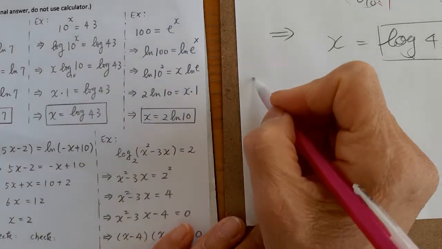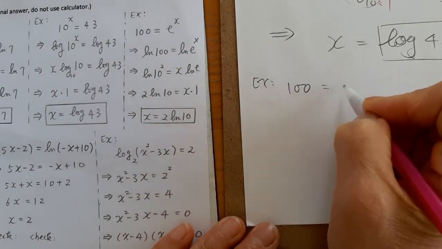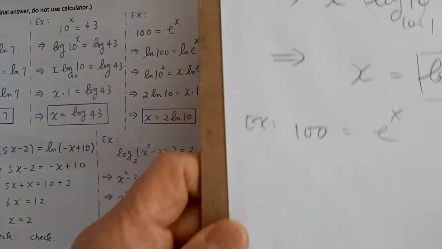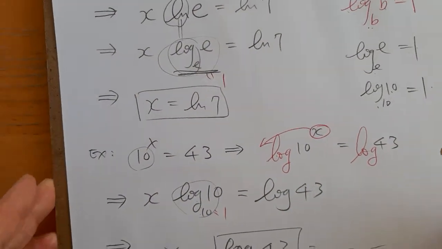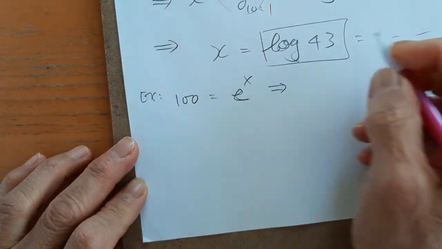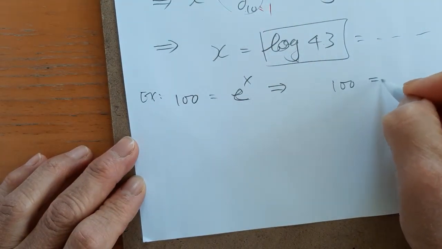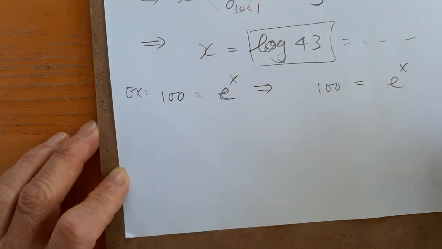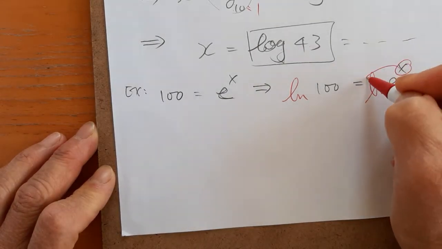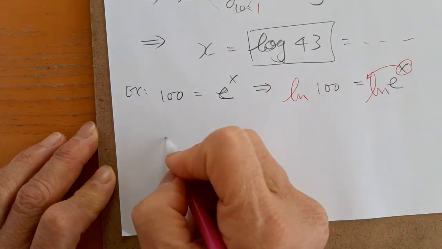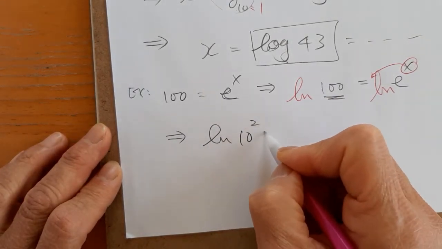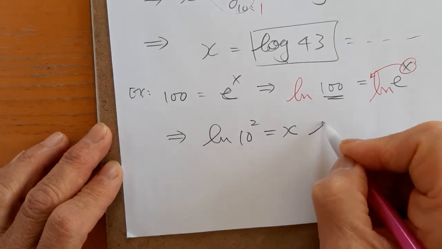This example is 100 equals e to the power x. Solve for x. Since here it is e, 100 equals e to the power x, so you use ln on both sides. The x comes down, and you get ln 100, which is 10 squared. And the x comes down from ln e.